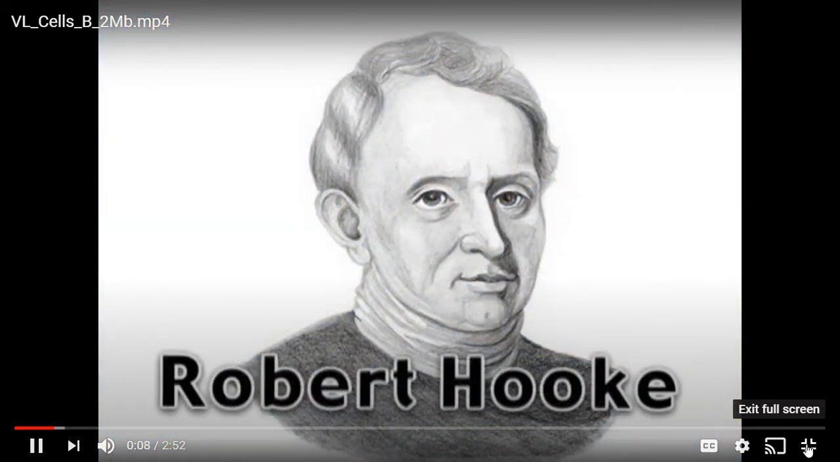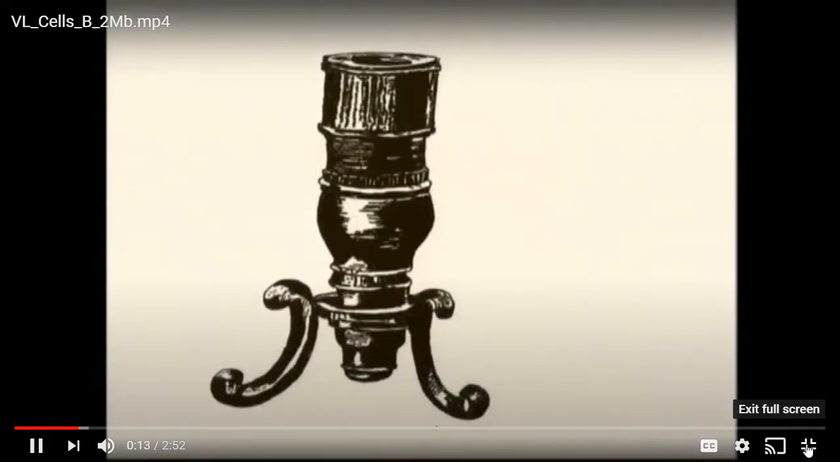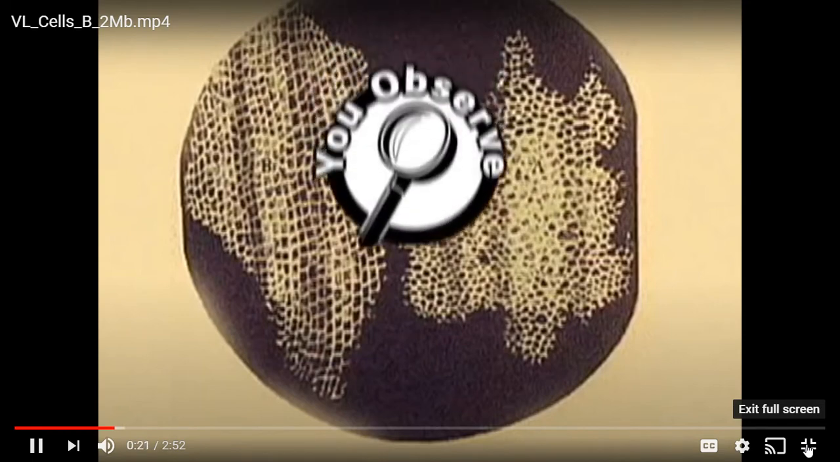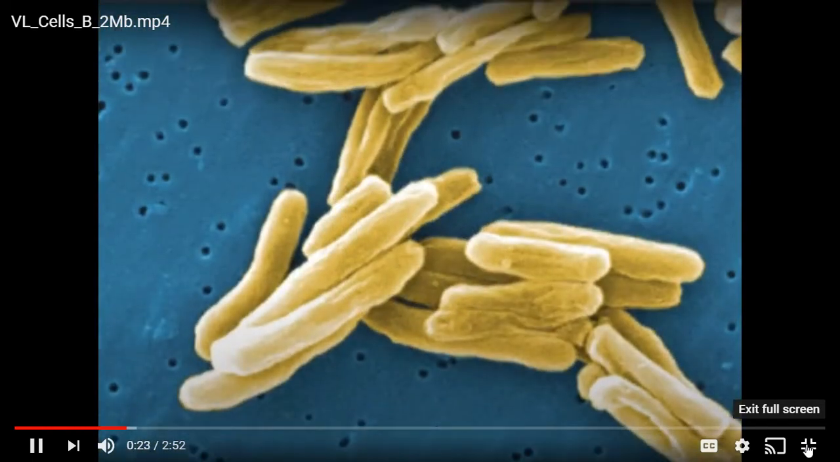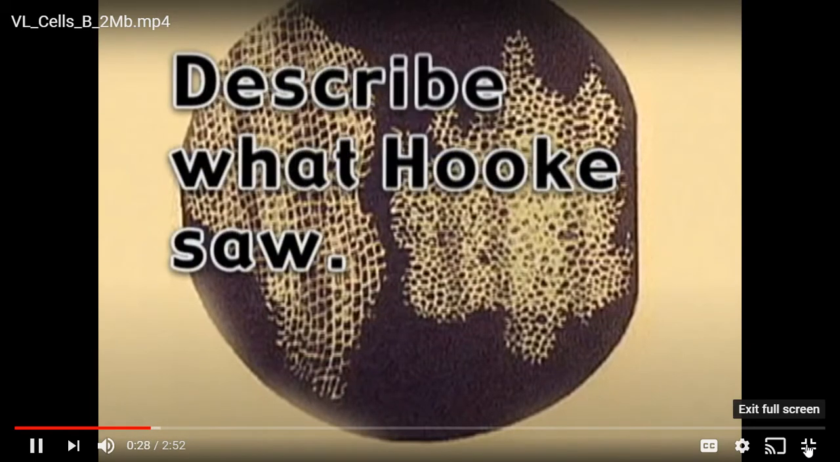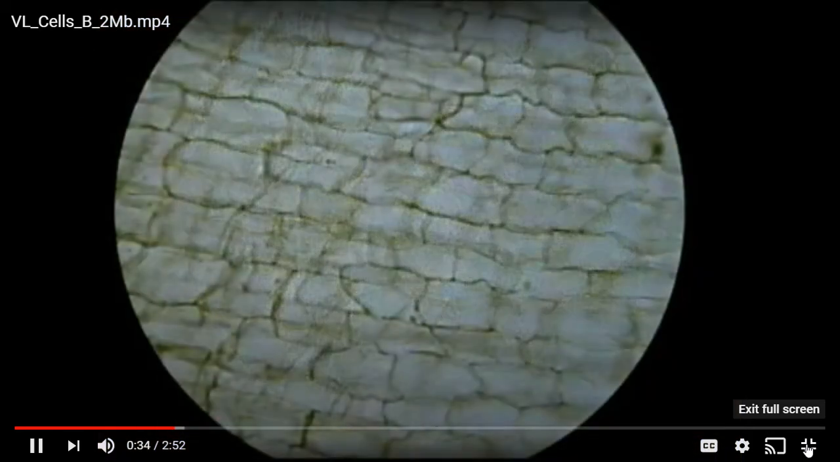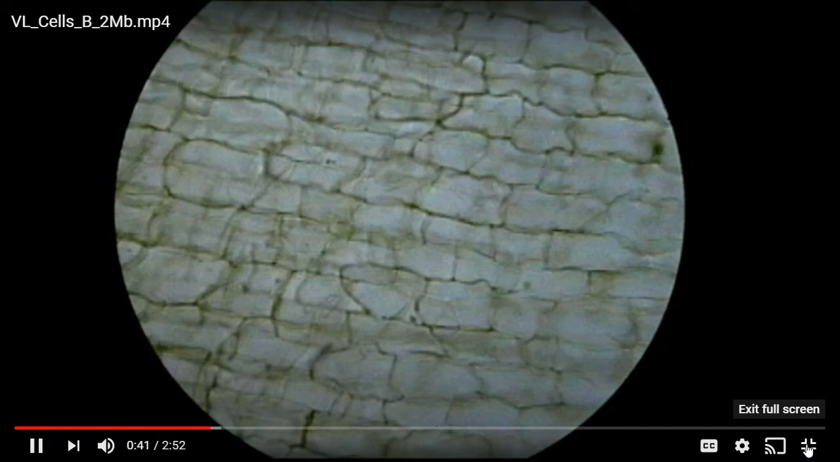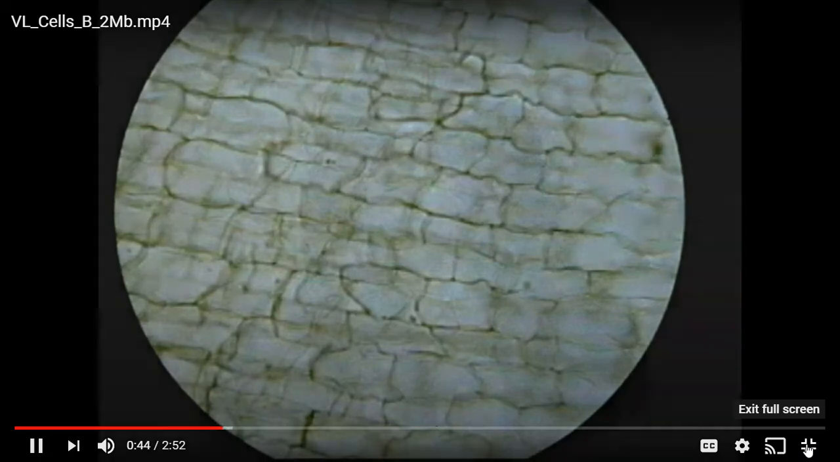In 1665, a British scientist named Robert Hooke used a simple microscope to look at a thin slice of cork. He saw something that looked like this. You observe. Describe what Hooke saw. Hooke saw hundreds of tiny little boxes, which he called cells. What he was actually seeing was the remaining walls of once living plant cells.